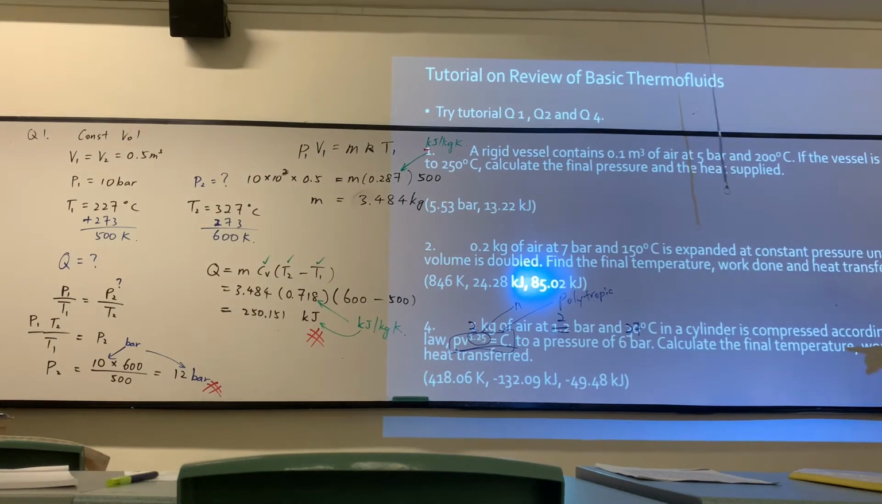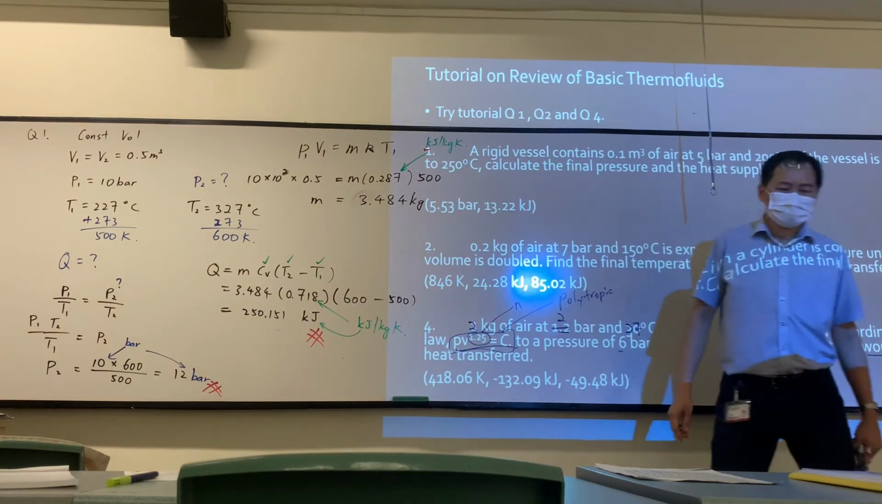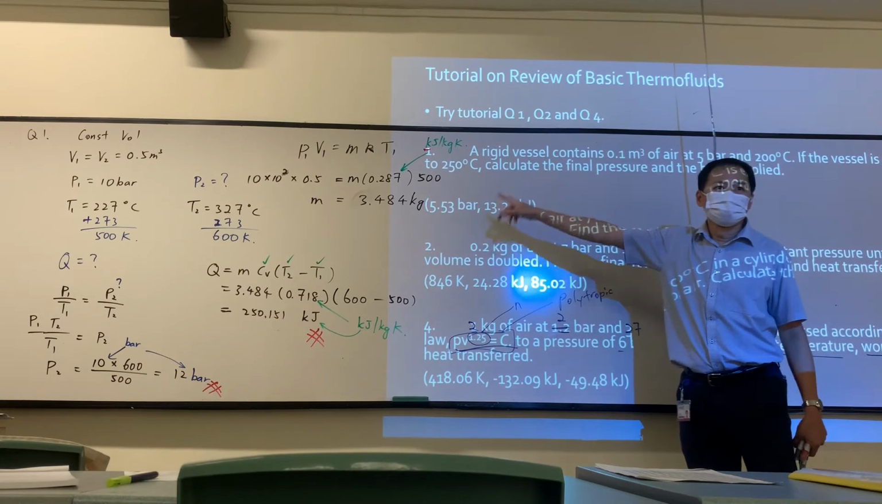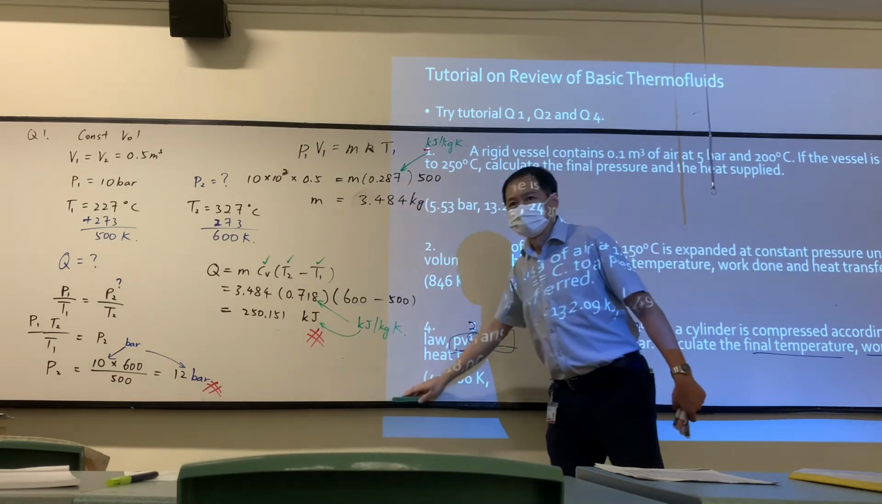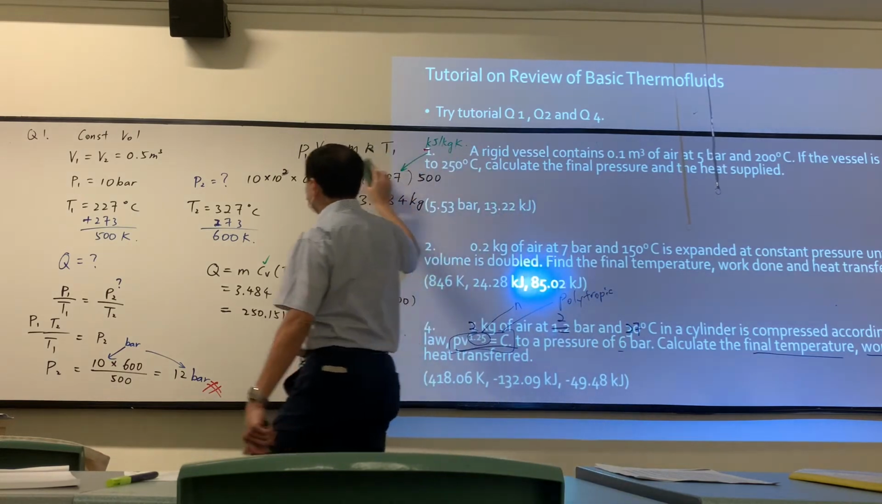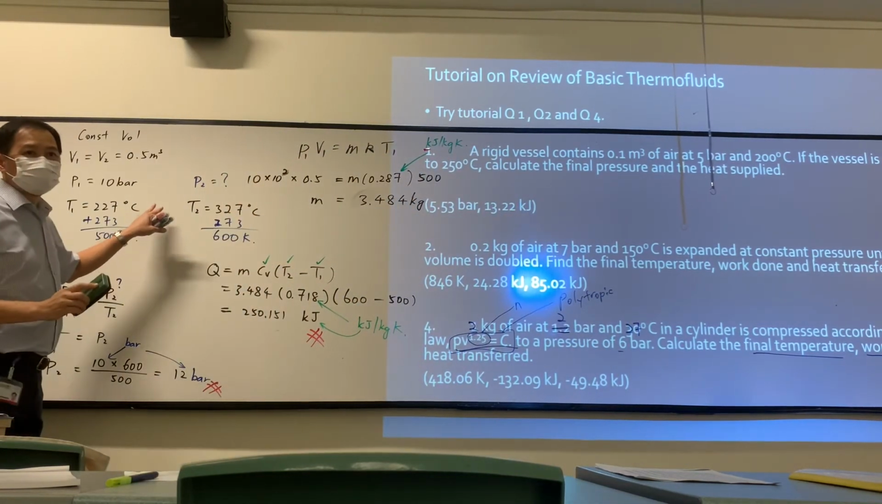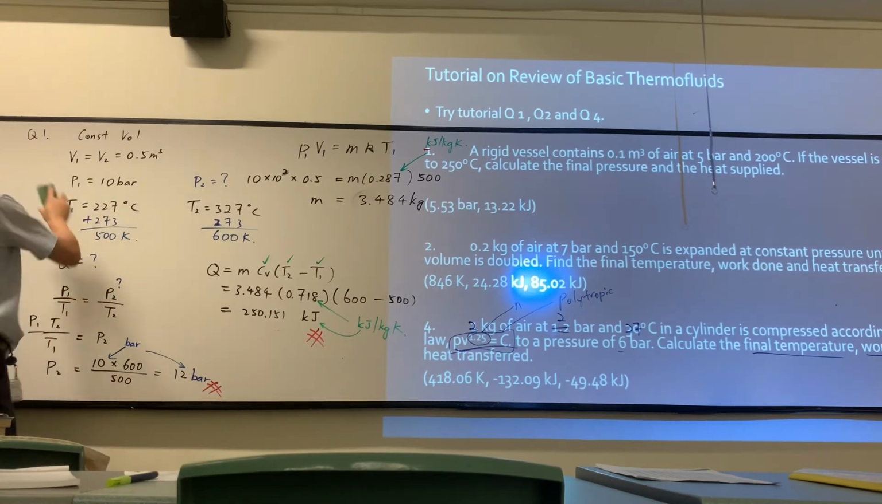Okay, now this is compressed to the pressure of 6 bar. I don't change the 6 bar, it still remains 6 bar. Now calculate the final temperature, find the work done, and the heat transfer. Okay, so this is the question. Do you need this? Have you copied down this one? If so, I wrote it over there. Anyone haven't copied?